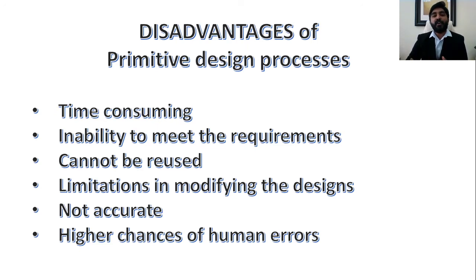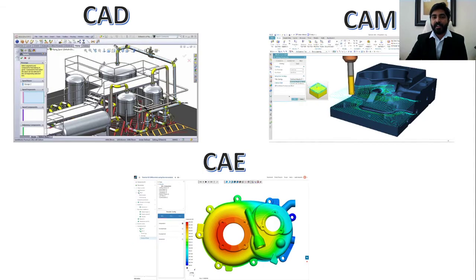Considering all these things, we have created numerous software so that the designing process can be made more efficient. When we move on to the designing process, we have to know three terms that we have listed: CAD, CAM, and CAE.